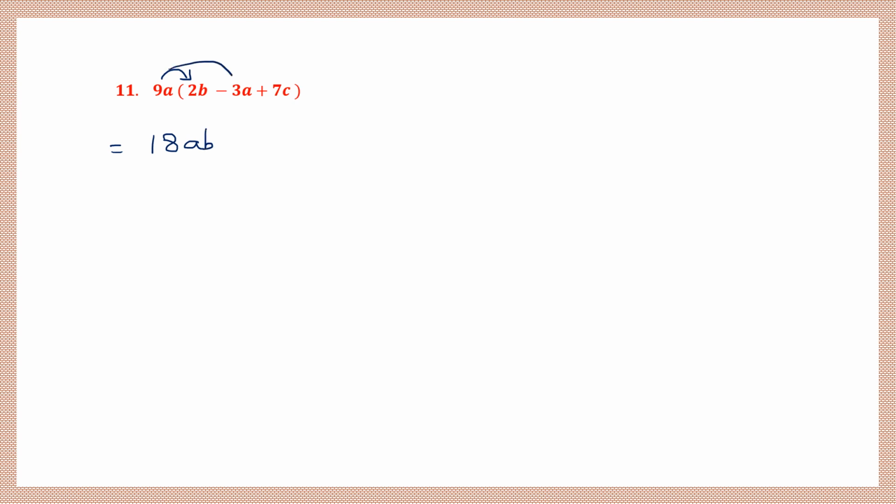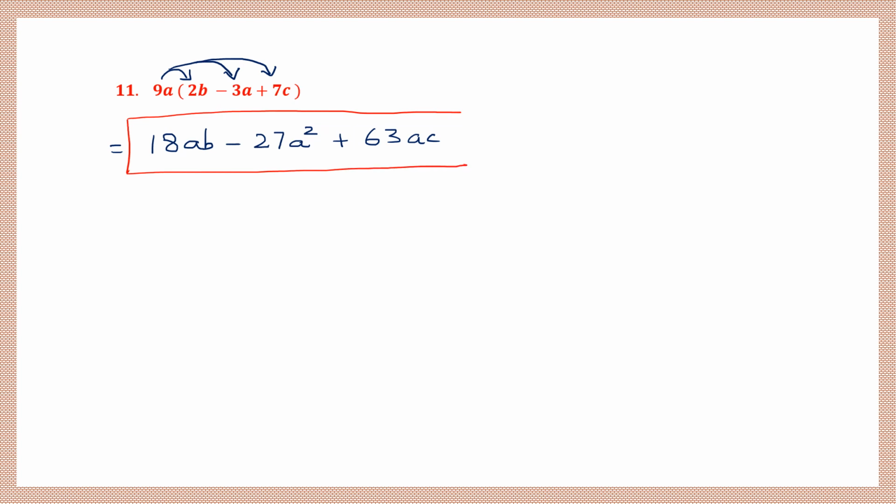Now 9a into minus 3a. Sign will be minus. 9 3s are 27. A into a is a to the power of 2. Now multiply it with 7c. The sign is plus. 9 7s are 63. A into c is ac. So the final answer to this question is 18ab minus 27a square plus 63ac.